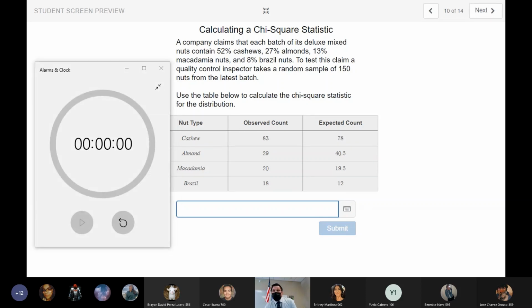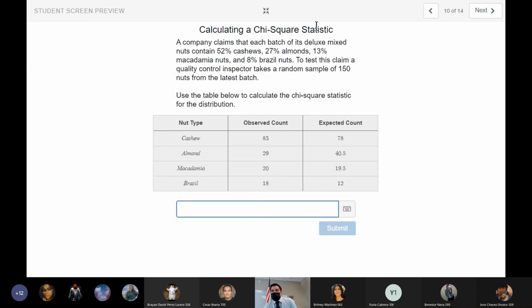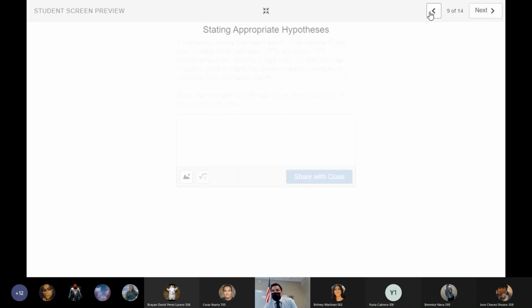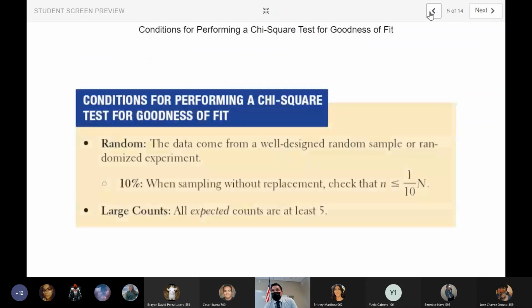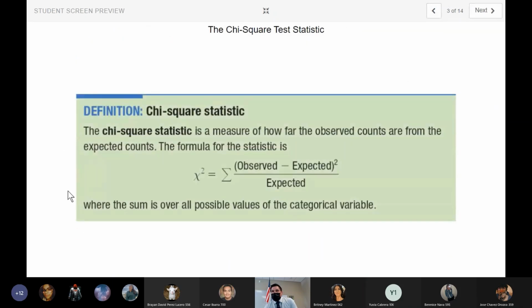All right, so let's look at this real quick. So I'm going to quickly go back to that third screen. So here's our chi-square statistic formula. And we need to add up each of these 4 fractions here. Each fraction uses the observed and expected counts for one of our 4 categories of nut, right? Almonds, cashews, macadamia, and Brazil. All right. So we'll be adding up 4 fractions based on their observed and expected counts.